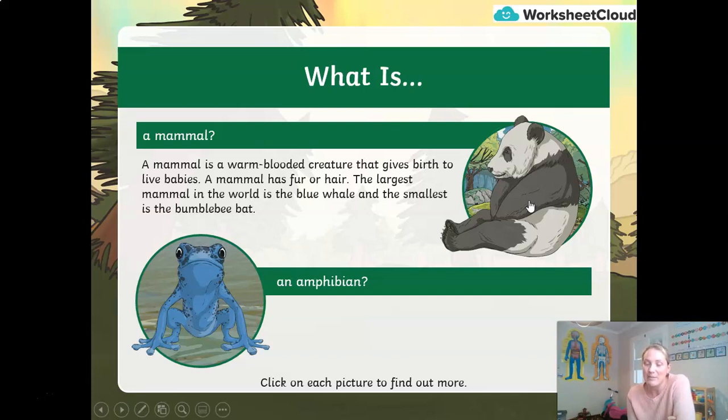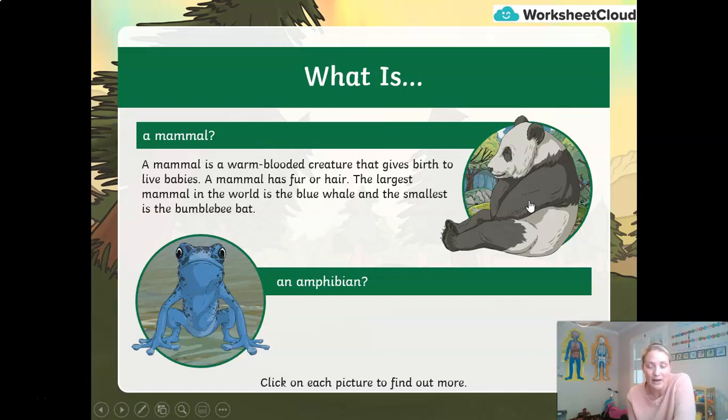The largest mammal in the world is the blue whale, and the smallest is the bumblebee bat. If you'd like to have a little look at the bumblebee bat after this lesson, have a little Google and see if you can find them. They're very, very cute. Okay, so those are some things I know about mammals.